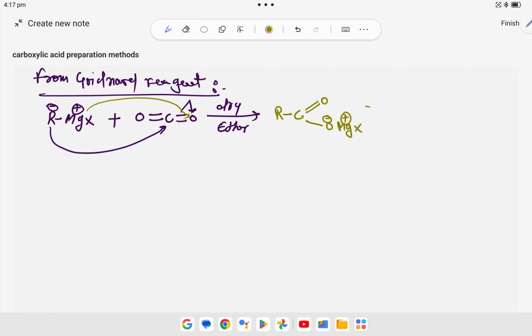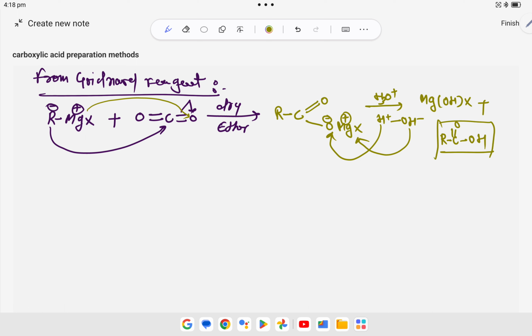Then nothing you have to do, hydrolysis you have to perform. Hydrolysis means H plus and OH minus. So H plus will attach with O and OH minus will attach with this. So finally what you are getting: MgOHX, that is the byproduct, plus the remaining species, RC double bond O and OH. That is the formation of carboxylic acid. Okay, so very simple process.